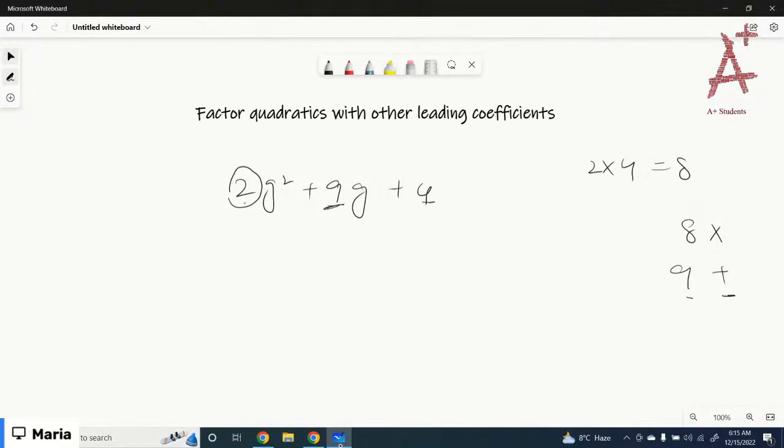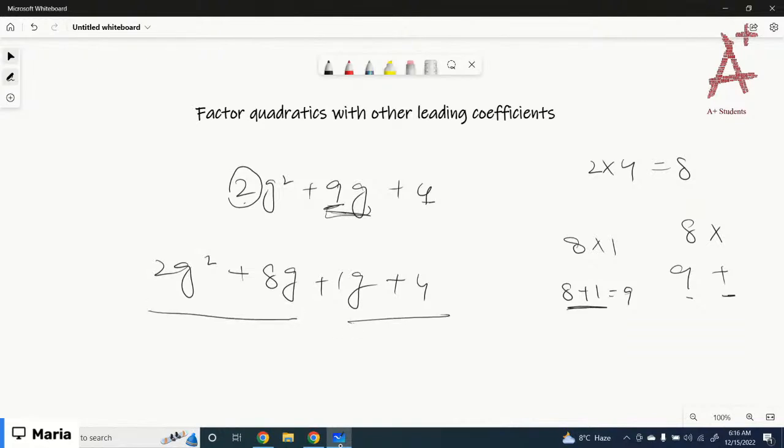The pair of numbers would be 8 and 1. Because 8 times 1 makes 8, and when you add them, it makes 9. All the numbers are positive, so the factors are positive. So replace the 9g with 8g plus 1g. Just write the rest of the things as it is. It would be 2g square plus 8g plus 1g plus 4. If you add, it would be exactly the same thing.